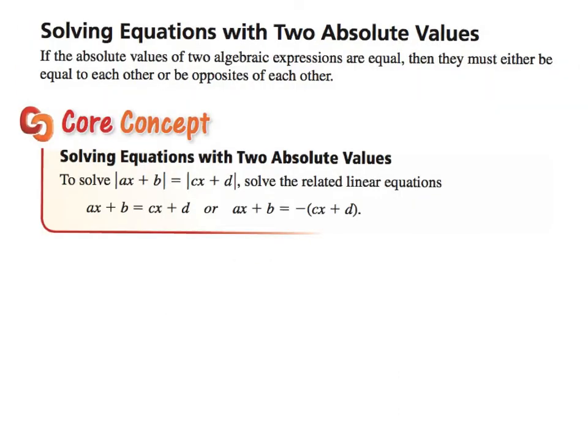Now, when you solve equations with two absolute values, they must be either equal to each other or opposites of each other. So let's look at it this way. What it means by two absolute values is that you have an expression that's an absolute value and another expression with an absolute value. Make sure that they are equal to each other or opposites. So they're equal to, you just take ax plus b equals cx plus d, or ax plus b equals the opposite of cx plus d.